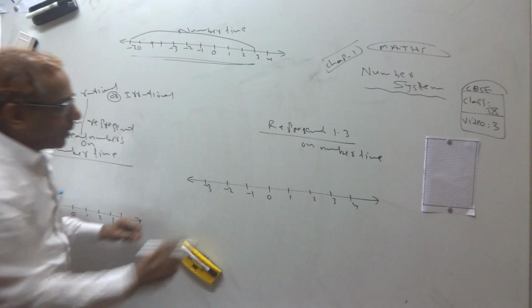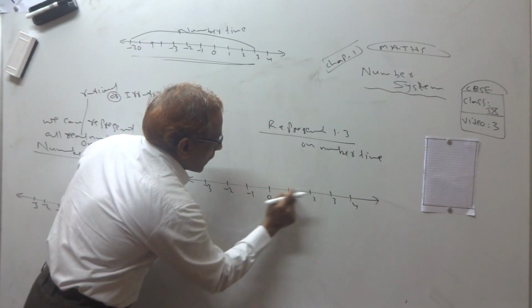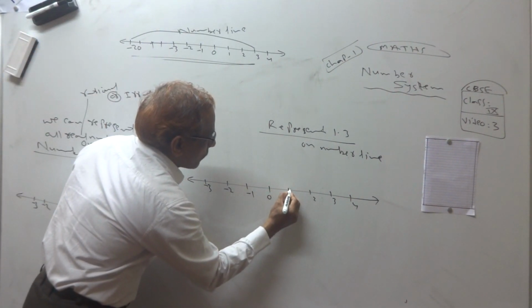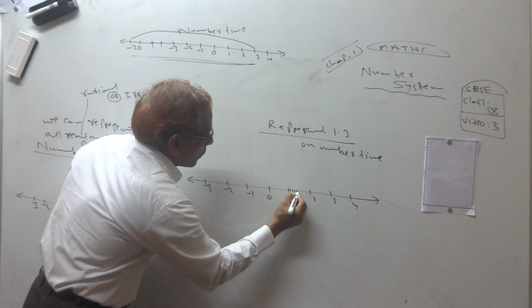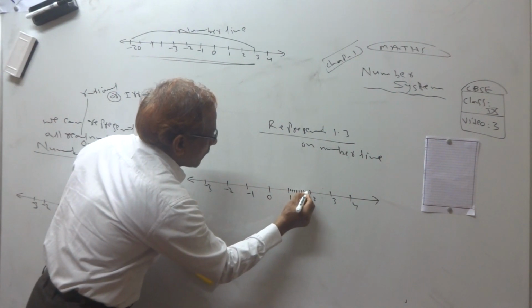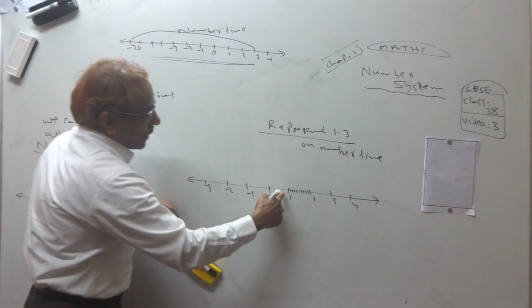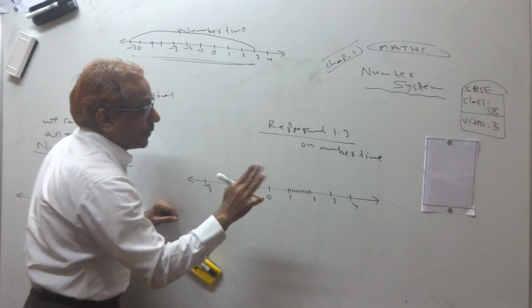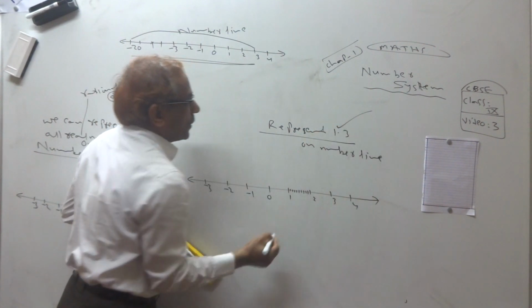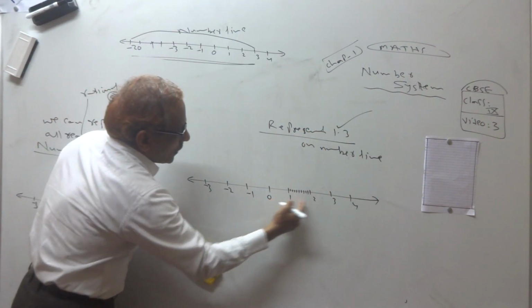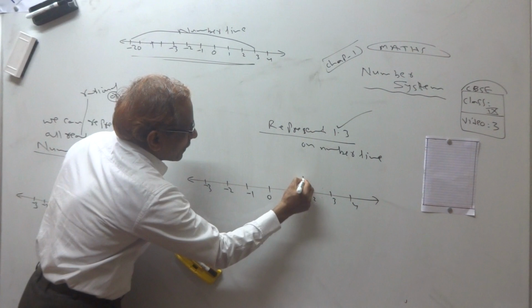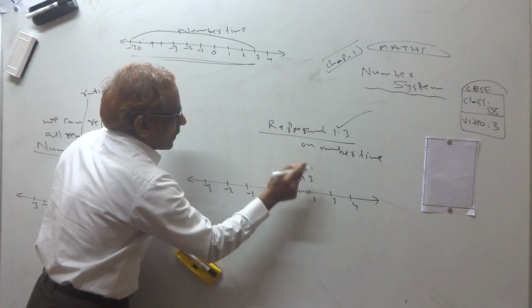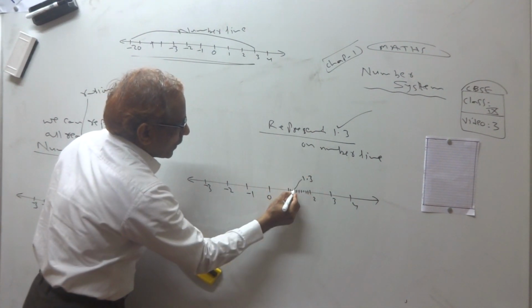So between 1 and 2 you can take 10 divisions. 1, 2, 3, 4, 5, 6, 7, 8, 9. Then between 1 and 2 you find what? 10 parts, 10 divisions. So where is 1.3? Between 1 and 2, this is the third line. This is 1.3. Are you following?